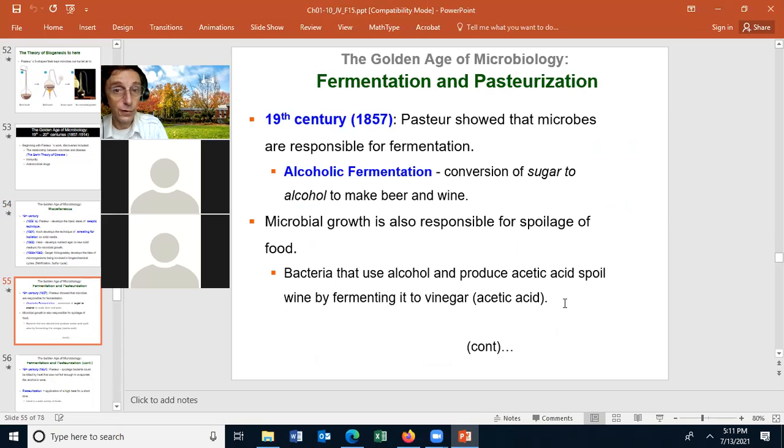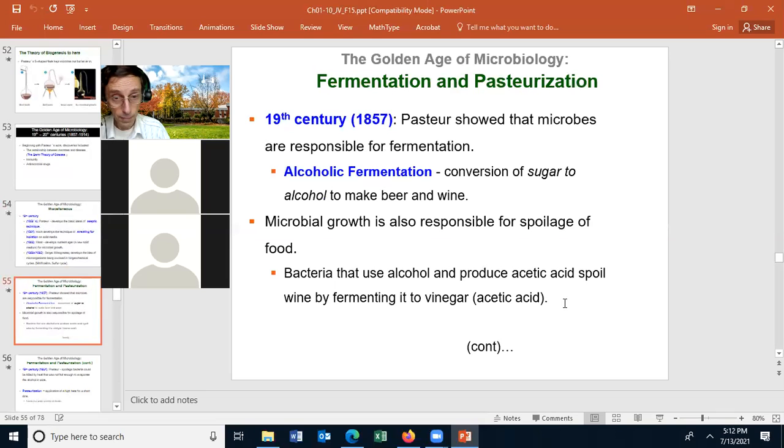Pasteur then went on to show that microbes were responsible for fermentation. Alcoholic fermentation is the conversion of sugar to alcohol to make beer and wine. Pasteur got into this because the beer and wine industry asked him to find out what was spoiling their crop, meaning their beer and their wine. And he found that microbial growth was also responsible for the spoilage of food, particularly beer and wine.